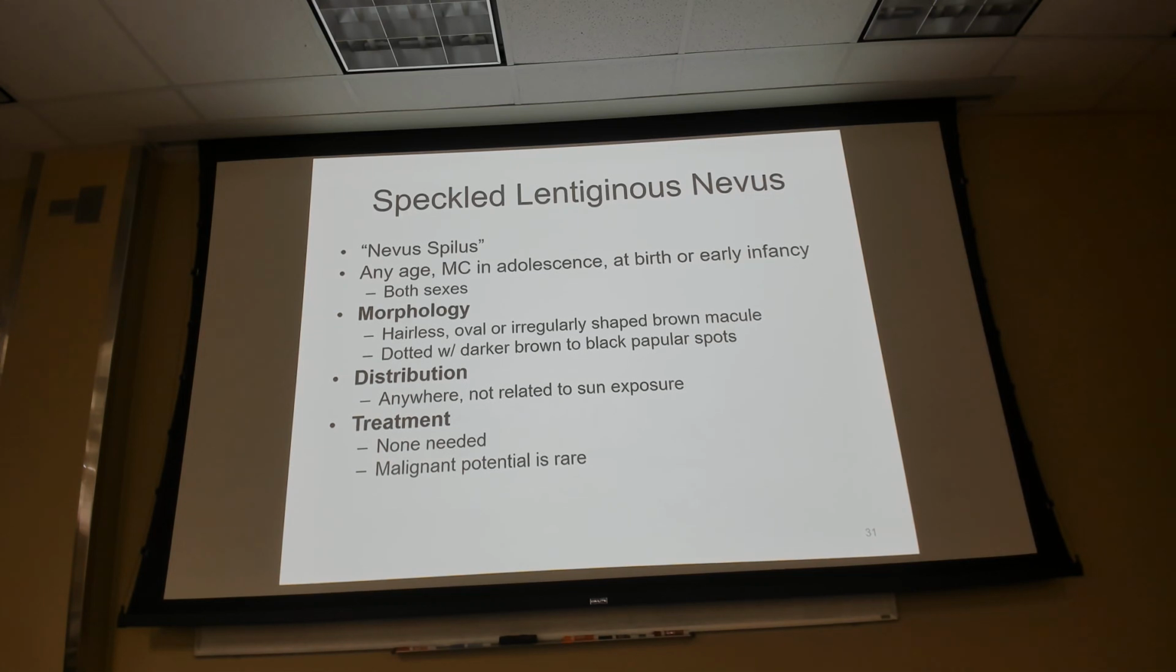Hairless, okay? It is oval, or it would be irregular shaped of a brown macule. So it can be dotted with the darker brown or black papular spots. So it's not just going to look like it's flat and it's just of one color. It can be multiple areas of spots.